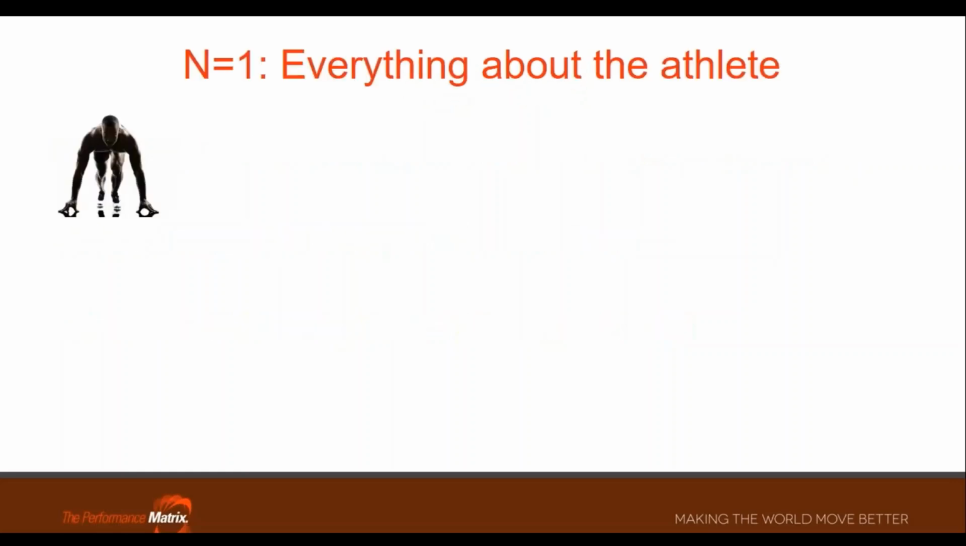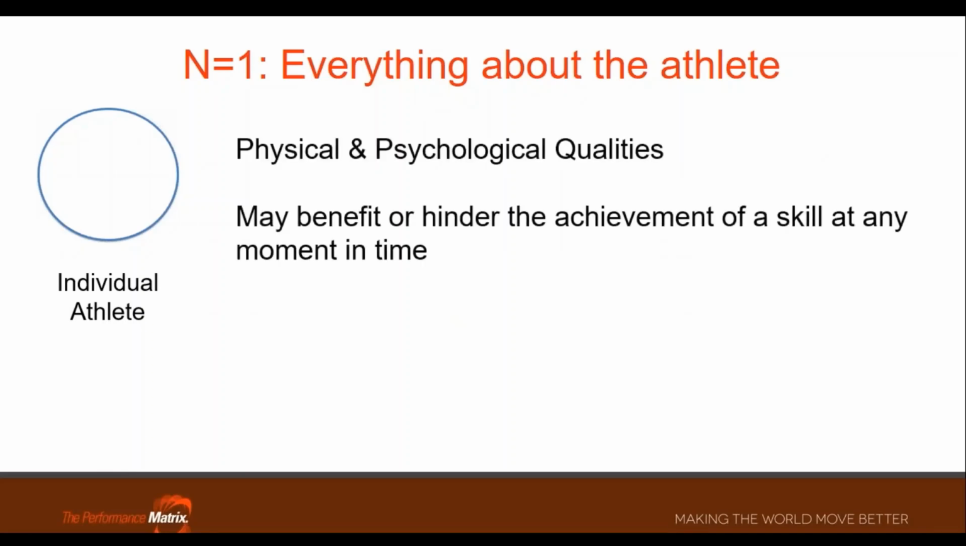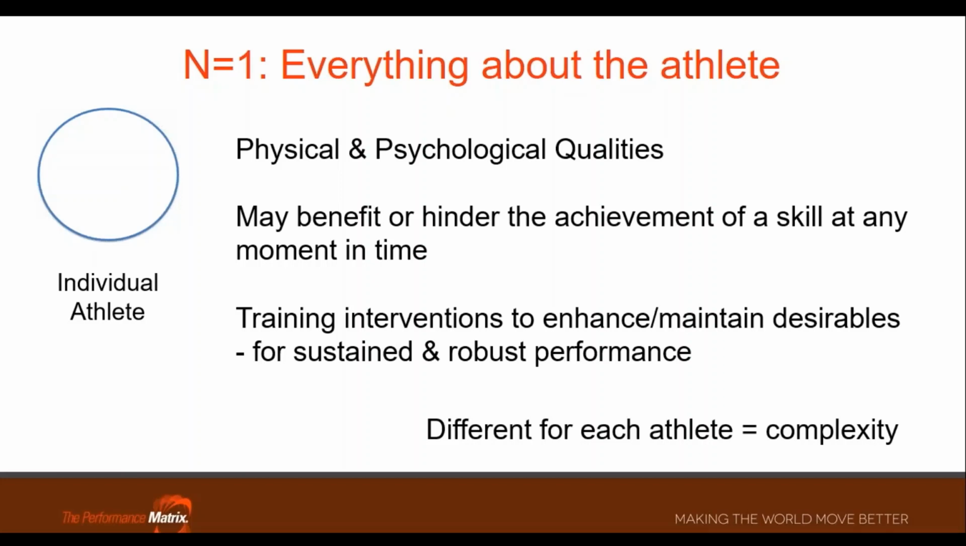So we're going to start with the athlete, this idea of N=1. Everything that covers the athlete is now regarded as part of that circle. Their physical and psychological qualities that either benefit or hinder the achievement of a skill at any given moment. Typically then we'll identify what may benefit or hinder their performance, and we may then perform some training interventions to either enhance or maintain those desirables to bring about sustained, robust performance. But what we see is it's very different for every different athlete. Therefore, there's huge amounts of complexity in this.